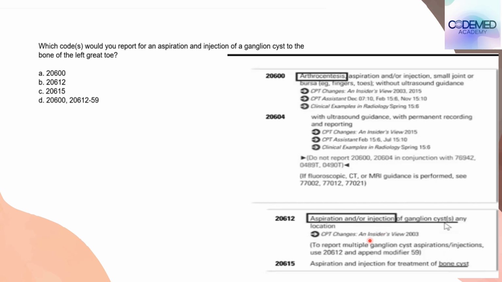20612 is the code for aspiration and injection of the ganglion cyst, any location. And we have this code which is very specific. So we will look to this code. And 20615, aspiration and injection for the treatment of the bone cyst. So after looking at all the codes, we know what the code is. So the code 20612 is very specific. It talks about the aspiration, injection, ganglion cyst, and any location. And that's why 20612 is the correct code.